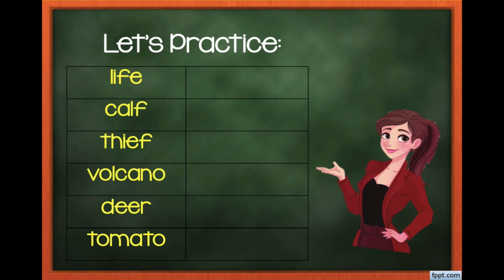So let's practice with these 6 words. I have the words life, calf, thief, volcano, deer, and tomato. 2 of these words end in an O. 2 of these words end in an F. Remember those 2 rules that we talked about? That might make this a little bit simpler for you.